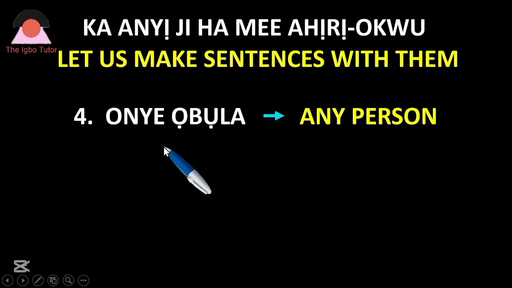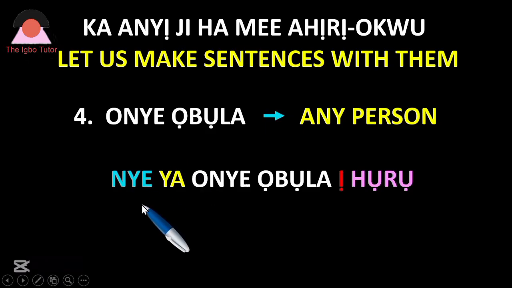Nke anọ, number 4. Onye ọbụla. Any person. This can also mean anybody or whoever. Okay? Let's make our sentence now. Nye ya onye ọbụla ị hụrụ.